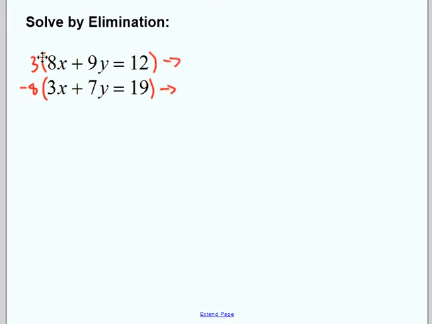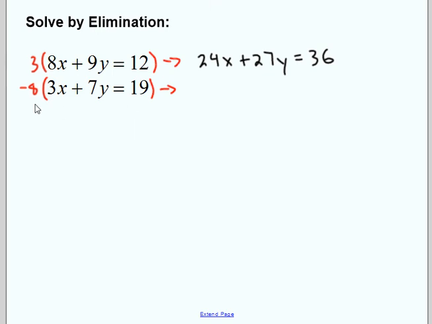So 3 times 8x is 24x. 3 times 9y is 27y. 3 times 12 is 36. Guys, don't forget to do the 3 to every term, even over here. That's the most common mistake people make, is they forget to multiply the 12 by 3.